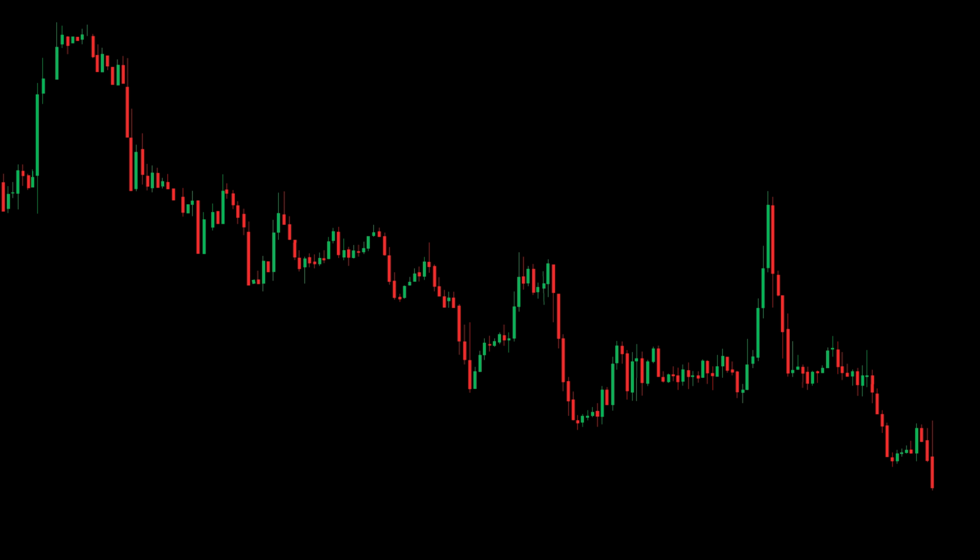We have Euro-Dollar 1 hour time frame here. As you can see, price changed its direction to the downside after the creation of this change of character. Here we have a break of structure, that price close below the recent lower low. Again here we have another break of structure. So guys, we are pretty sure now that the market is bearish.